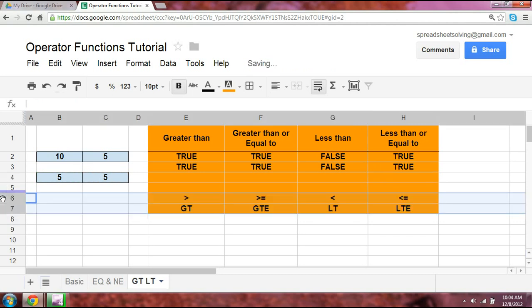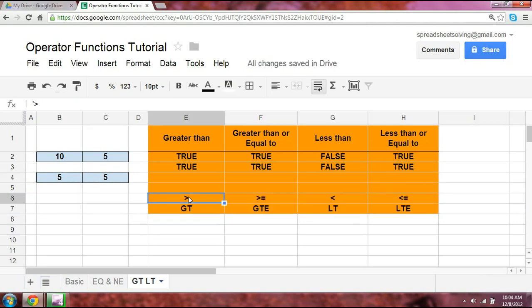Okay, straightforward. Here is a summary of the signs, the symbols used to represent the following, along with the operator function name.